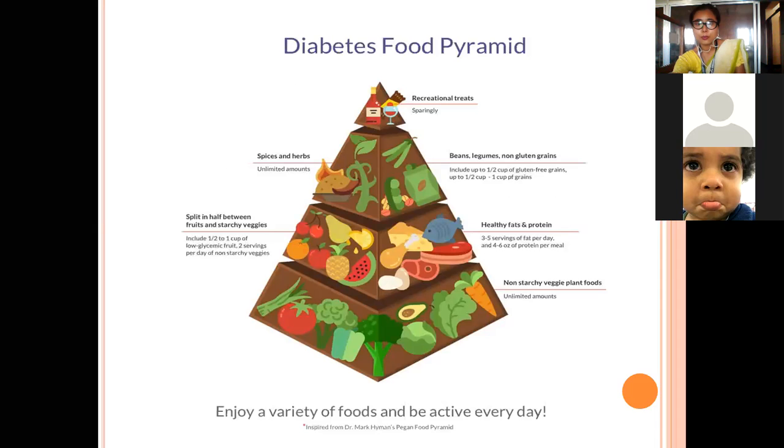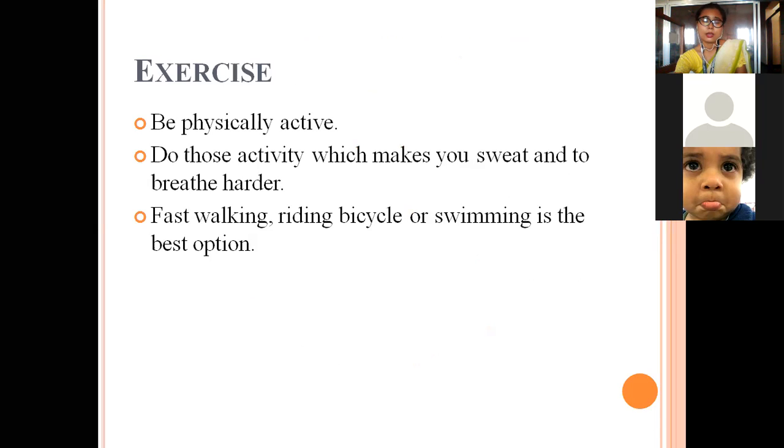So this is the food pyramid. A person should eat more vegetables, meaning the diet should contain vegetables, fruits, and then poultry, nuts. And exercise: be physically active and do those activities which make you sweat and breathe harder. Fast walking, riding a bicycle, or swimming is the best option.